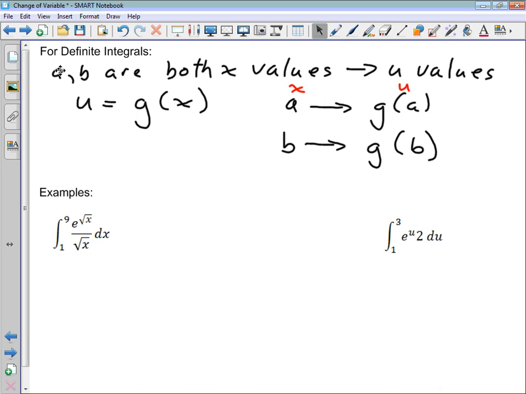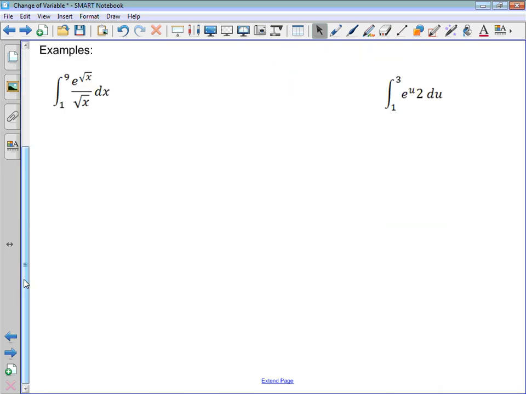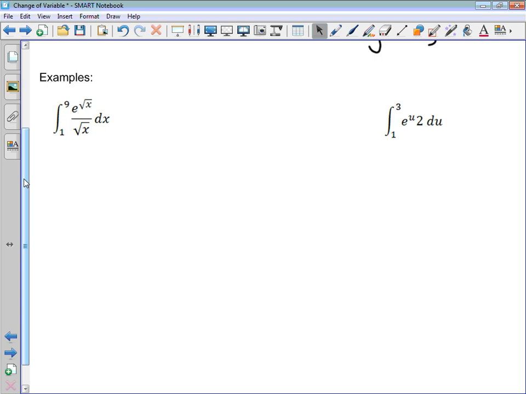So let's take a look at how this works. We've got two examples that we can try. First one here, we want to do the definite integral from 1 to 9 of e to the root x over root x dx. What kind of substitution do you think you would make here? u has got to be some function of x. That function of x is going to appear somewhere in this integral. What do you think, Lee? You've got an idea? Yeah, root x, or x to the 1/2.